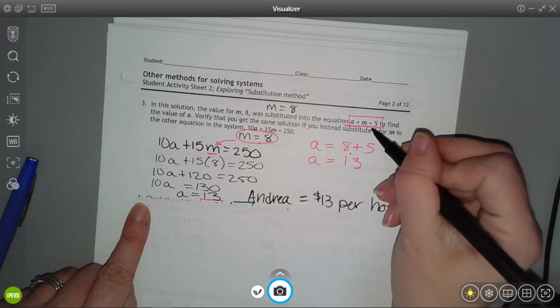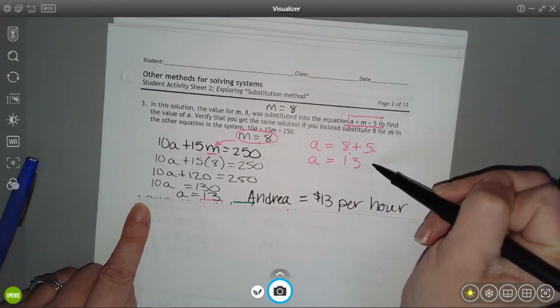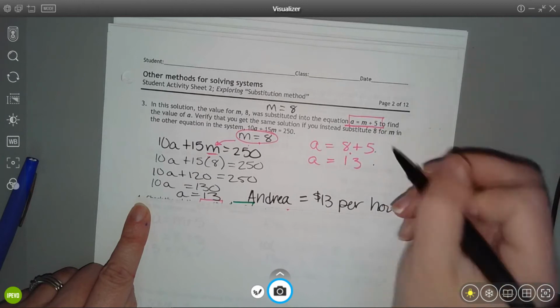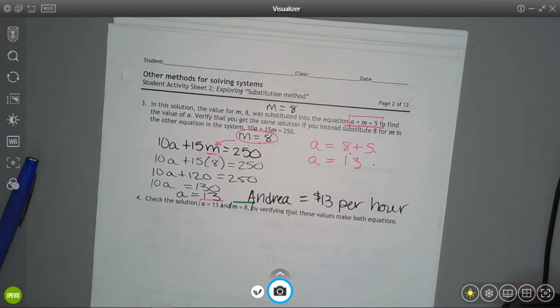I'm going to use this one now. A equals M plus 5, and we get 13. It's true for both, so we know it's true. Andrea makes $13 per hour.